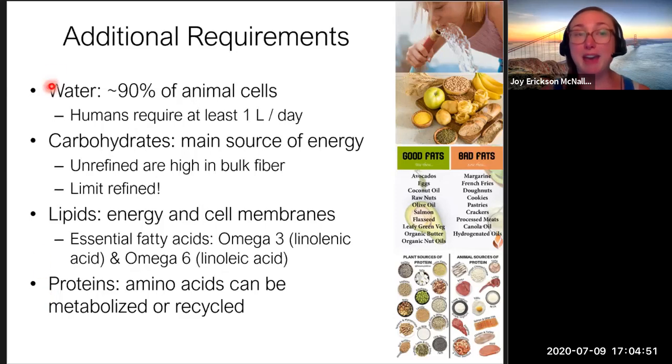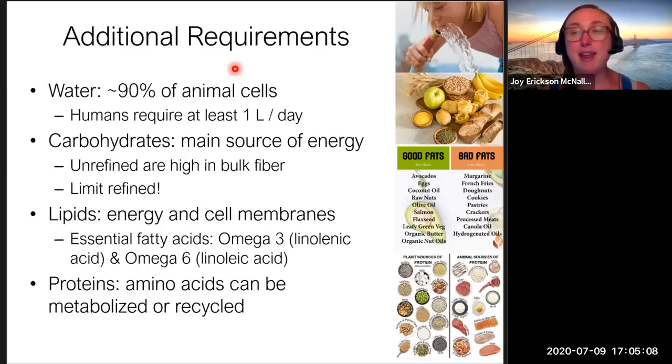We don't have to eat them. They are not requirements in our diet. Do we eat nucleic acids? All the time. If you've ever eaten a plant, you've ever eaten an animal, right? You've eaten nucleic acids. So you eat them all the time, but they're not required.